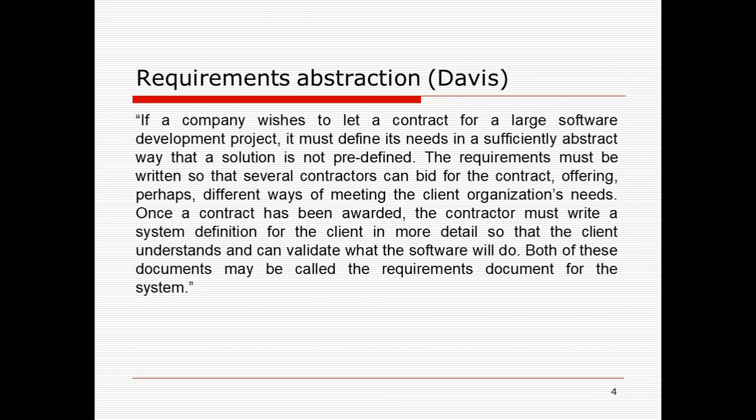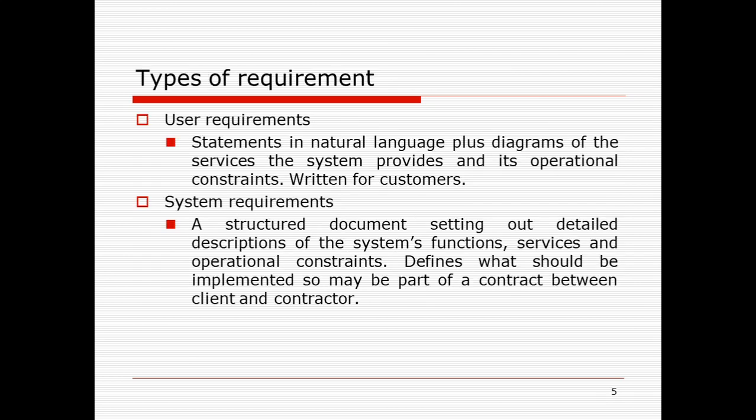Okay, and that is obviously in a very general language. And then the detailed requirements are prepared by the company which has got that particular contract, as a mutual agreement, and this is written in detail. So both these documents are basically the requirement documents. The first document, which is written in an abstract form, is called the user requirement. Okay, and that is written for the customers.